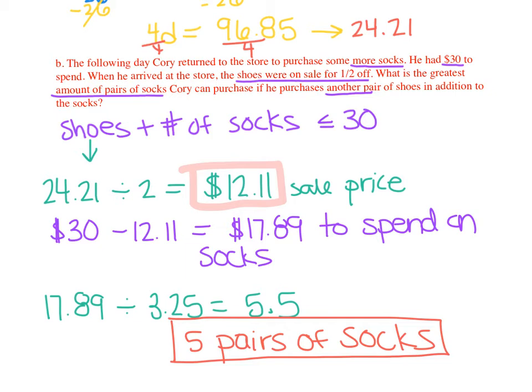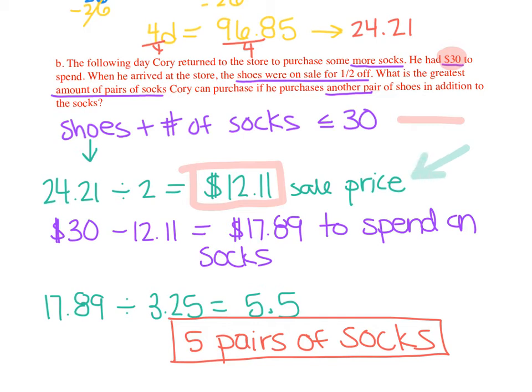The question goes on to say, on the following day, he returned to buy more socks. It specifically says that he had $30, so that's what we're going to subtract away from. So first here you can see the cost of the shoes plus the number of socks needs to be less than or equal to 30. That's where we're at with this inequality. Let's start to solve here.